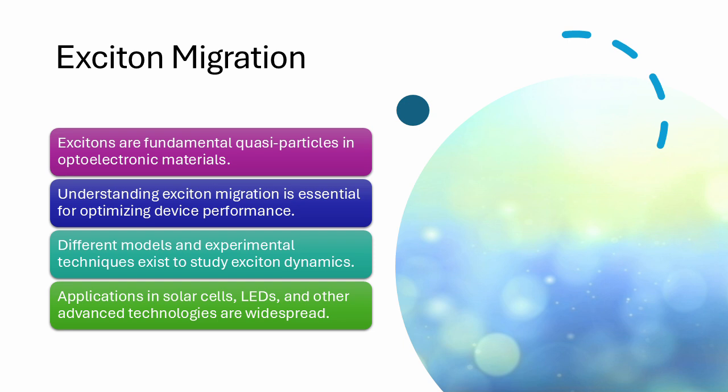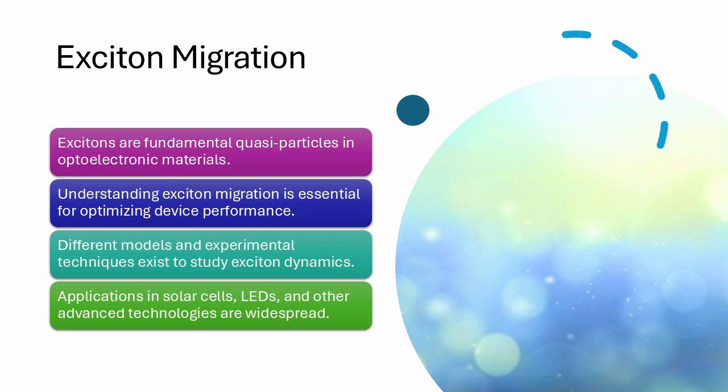One of the biggest challenges is the sheer complexity of the systems they're studying. Exciton behavior is influenced by a myriad of factors, including temperature, the material's structure and purity, and even the presence of external electric or magnetic fields. So it's not just about observing the exciton's movement, it's about understanding all the forces that are acting on it and influencing its behavior. Exactly. It's like trying to solve a multidimensional puzzle where each piece represents a different factor that can affect exciton migration.